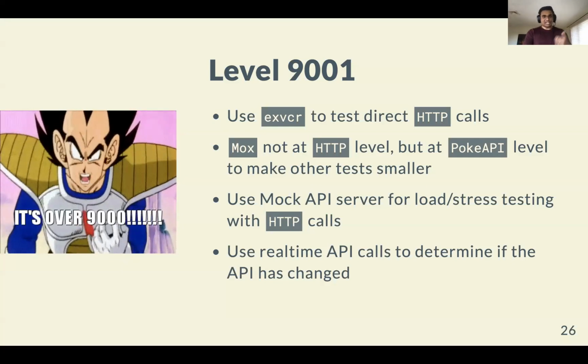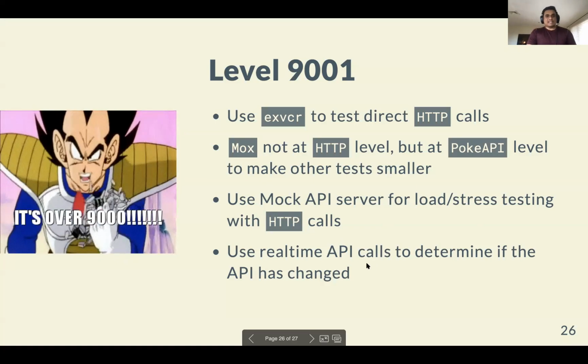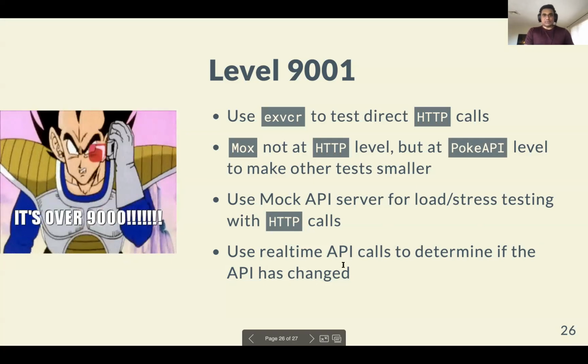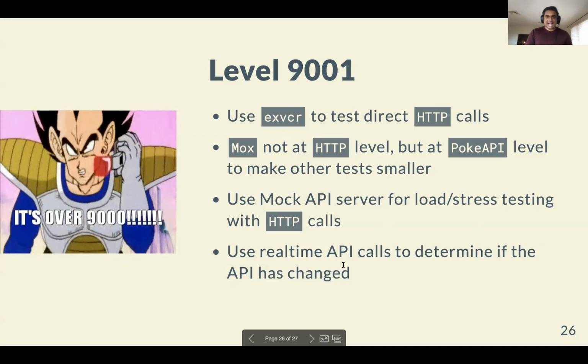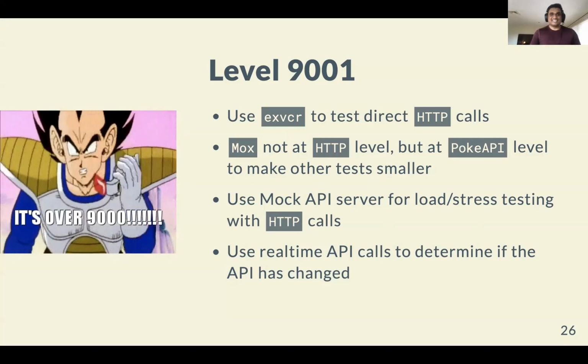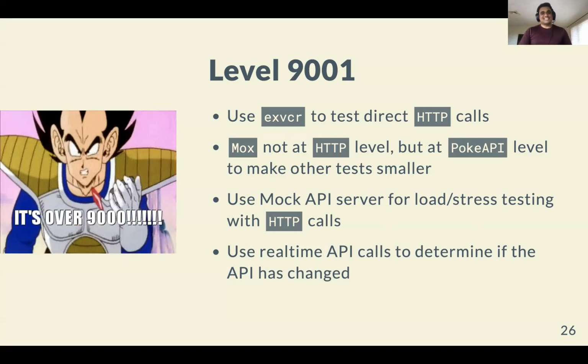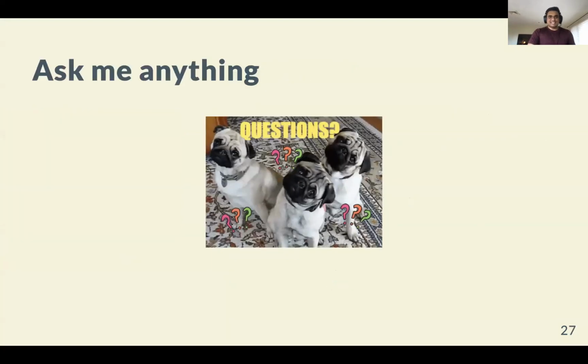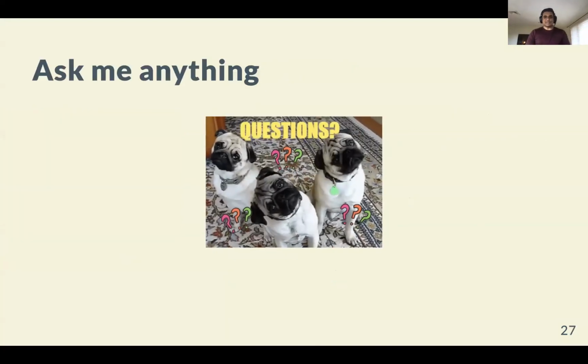You can use a mock API server to do load and stress testing, and you can use the real-time API to determine whether the API has changed. So a combination of this, I think, covers all the use cases. Yeah, that's pretty much it. Any questions?